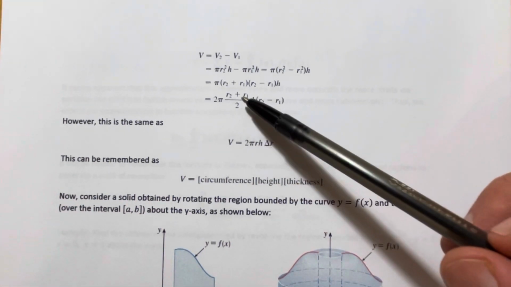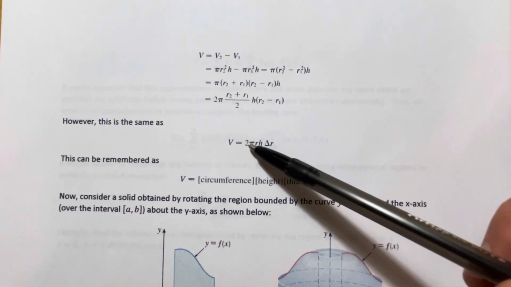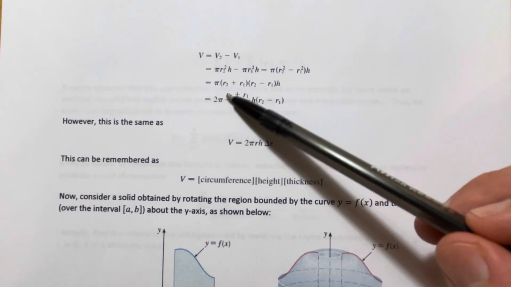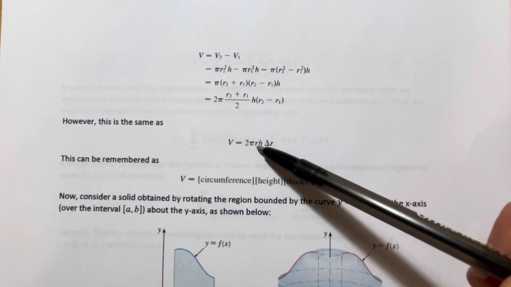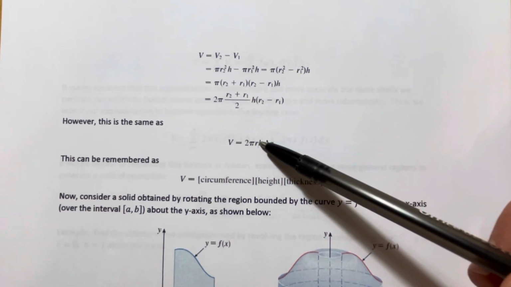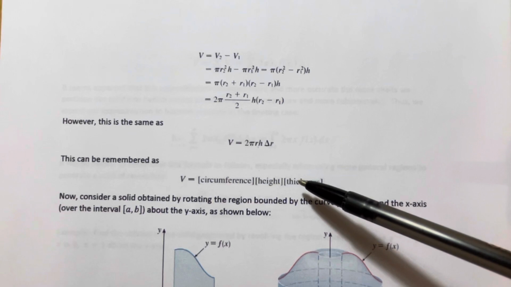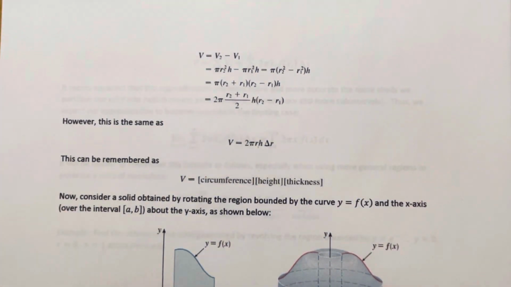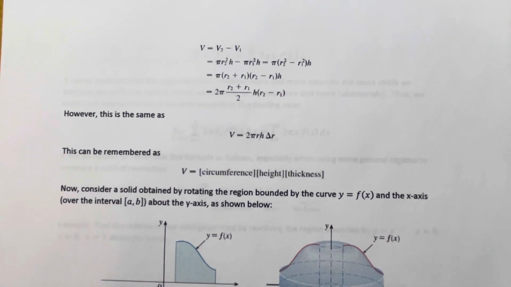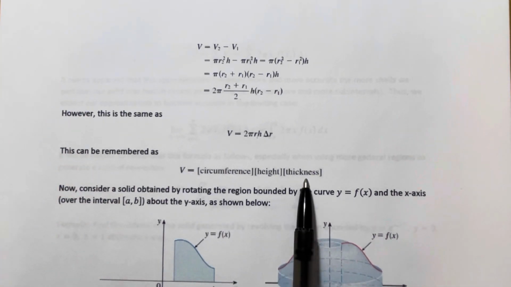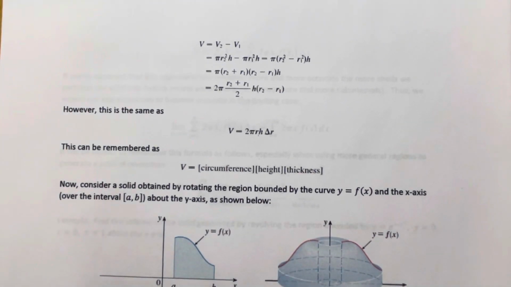Relabeling a few things, I can write this volume as 2 pi, which is showing up here, times, like we said, this quotient here can be written as R times H times delta R. Remember, delta R was equal to R2 minus R1. Okay? And that's a volume formula for a cylindrical shell. A good way to remember that is by this. This is going to be helpful for what we do in this section.